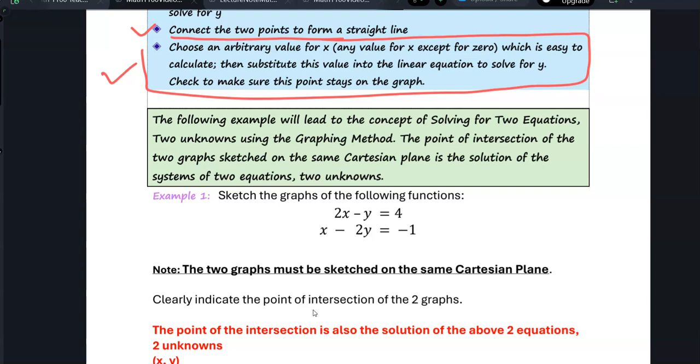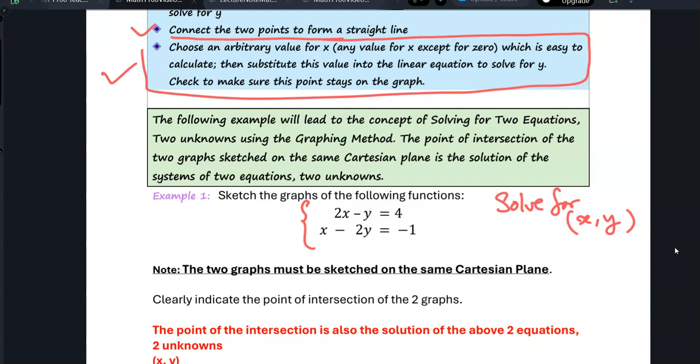So in this case, we are solving for x and y. So we have to solve for this ordered pair. Okay, so this ordered pair will be true for the first linear equation. It also has to be true for the second linear equation. So this one is called the system of two equations and two unknowns.